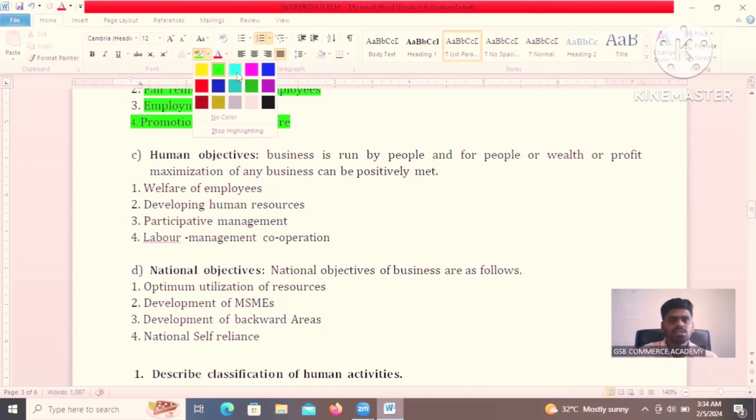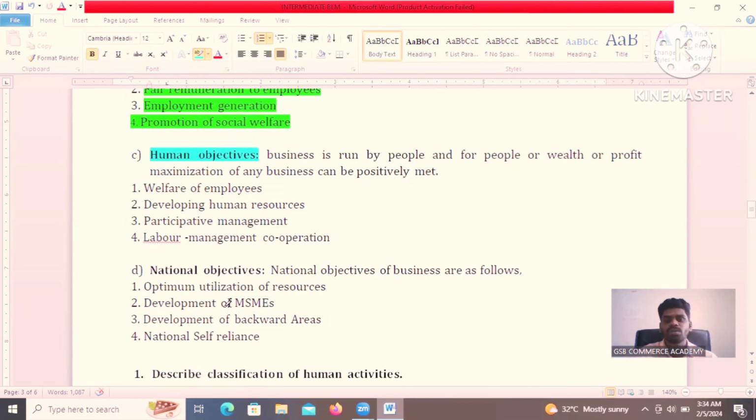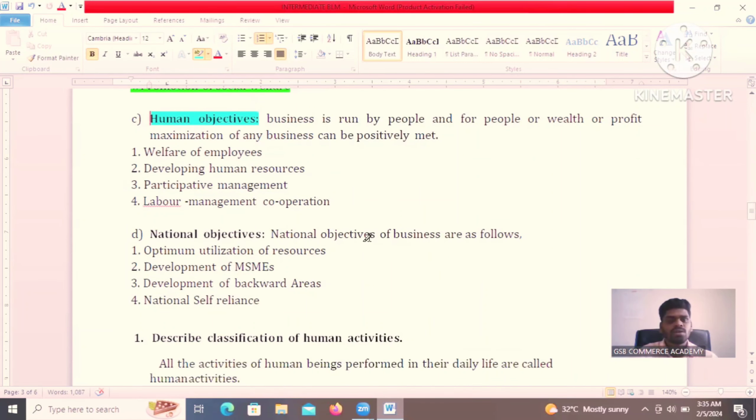And the next, third objective, is the human objective. Business is run by people and for the people. Wealth and profit maximization of any business can positively match the welfare of the employees. This is the human objective: development of the human resources, participative management, labor and management cooperation. These are the four types of human objectives.